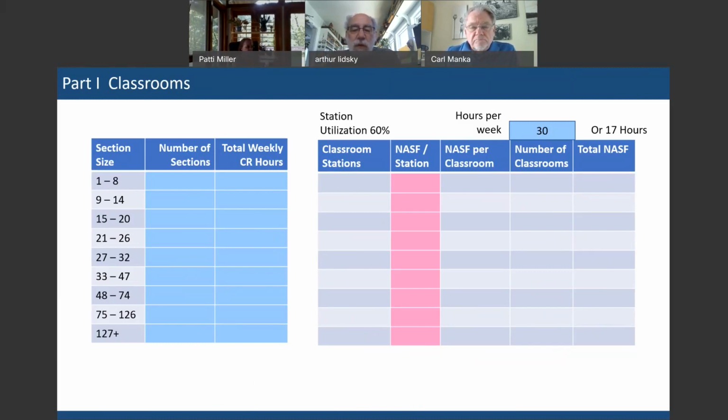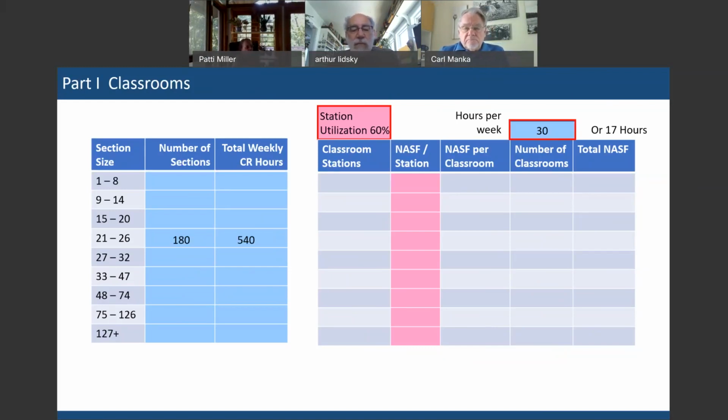Everything else runs automatically. The station utilization, 60%, is a given guideline. The 30 hours per week is a given guideline. And so here we're looking for two things, the number of sections and the contact hours. But we're looking for it by size of room, because we have found that the more specific you are in terms of distributing the information by size of room, the more accurate the analysis will be.